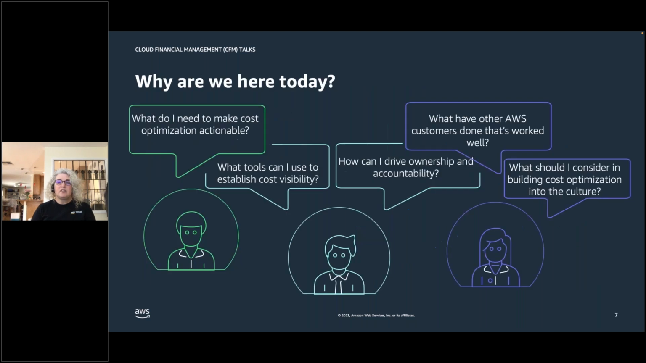But as we've mentioned at the start, this is about tackling 4 common questions. We actually threw in a bonus question, but the questions we're tackling here today are: what do I need to do to make sure my cost optimization is actionable? What tools can I use to establish cost visibility? How do I drive ownership and accountability? And what should I consider in building cost optimization into the culture of my business? And our bonus question is: what have other customers done that's worked well?